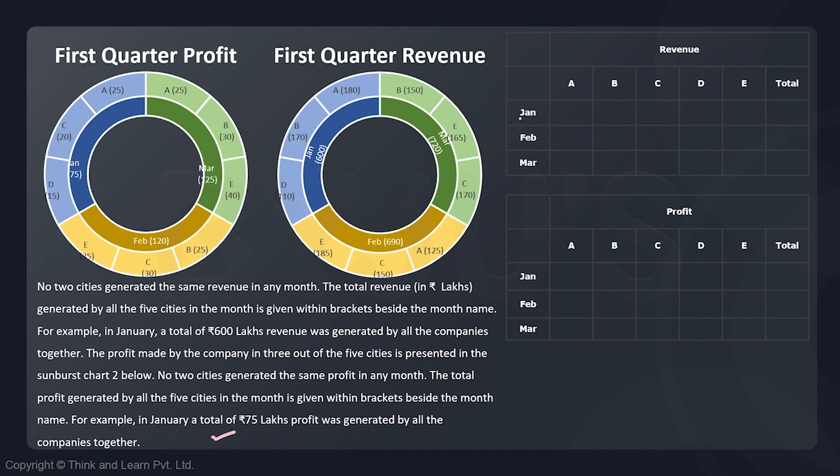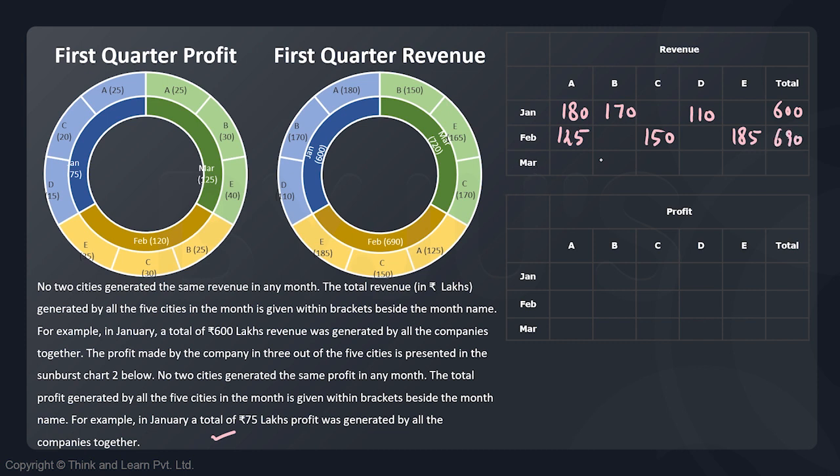In January month, what are the revenues? Revenue of D is 110. Revenue of B is 170. Revenue of A is 180. And these are the top 3, so keep that in mind. Total revenue of January is 600. When I talk about February, E is equal to 185, C is equal to 150, A is equal to 125. The total revenue is 690.